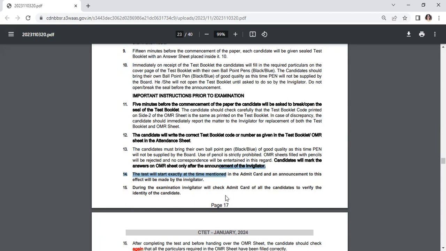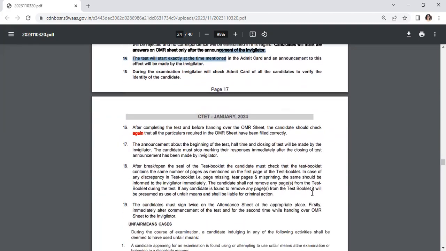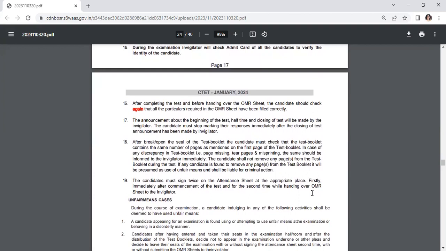During the examination, the invigilator will check the admit card of all the candidates to verify the identity of the candidate. After completing the test and before handing over the OMR sheet, the candidate should check again that all the particulars required in the OMR sheet have been filled correctly. The announcement about the beginning of the test, half-time and closing of the test will be made by the invigilator. The candidates must stop making their responses immediately after the announcement of closing of the test has been made by the invigilator.